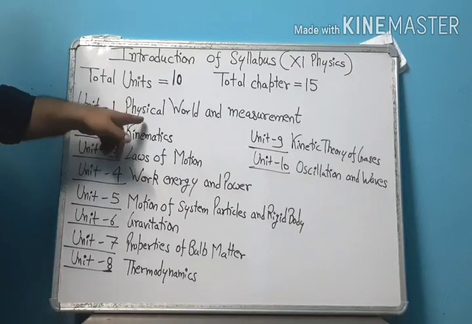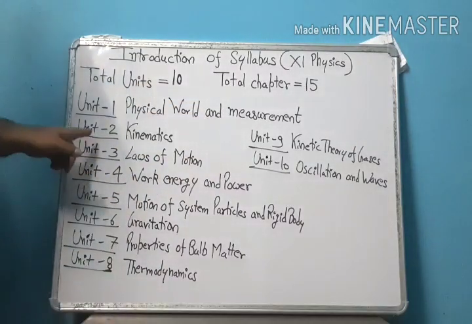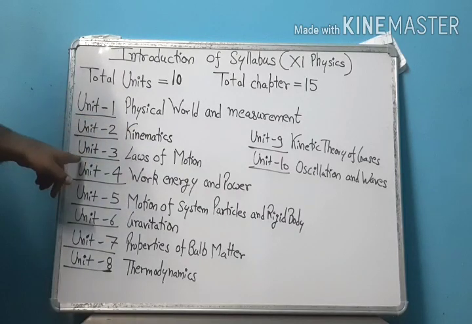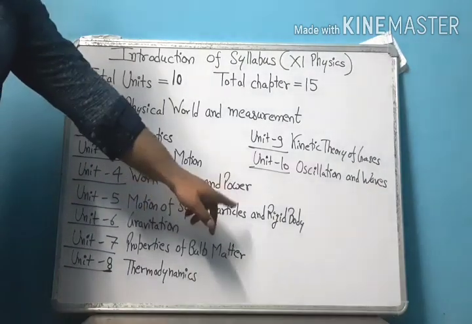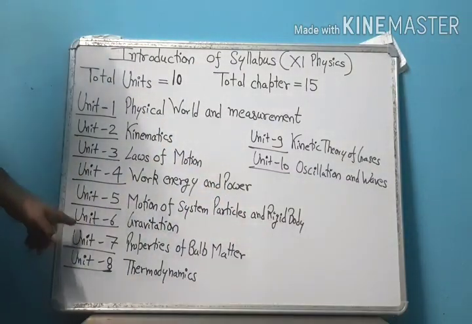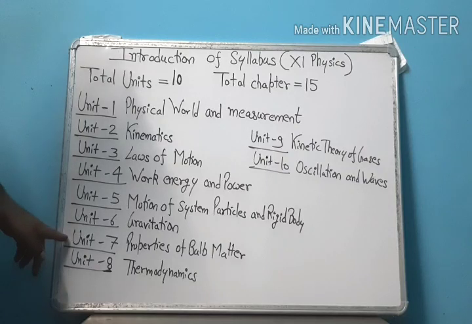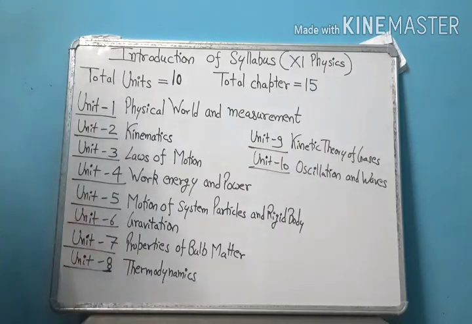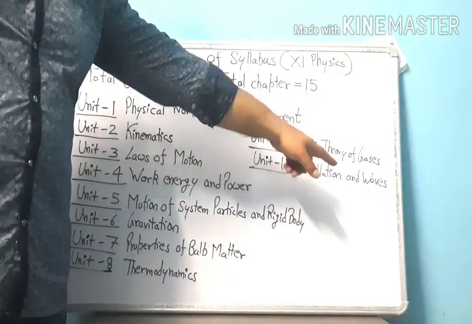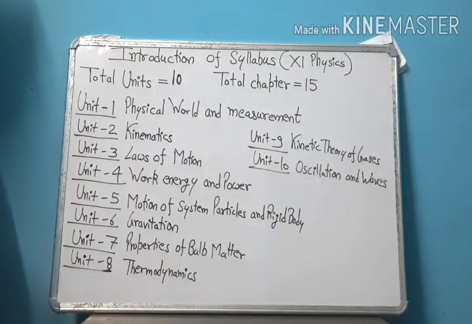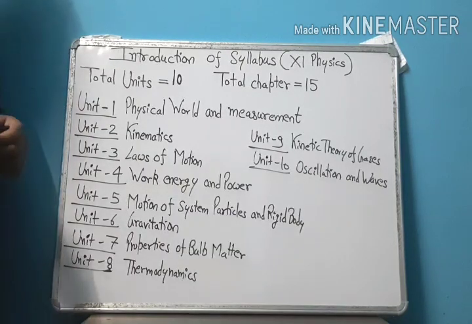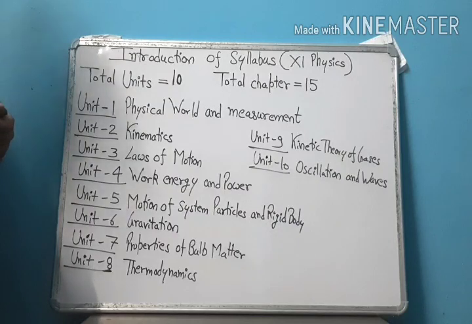The first unit is physical world and measurement. Second unit is kinematics. Unit 3 is laws of motion. Unit 4 is work, energy and power. Unit 5 is motion of system of particles and rigid body. Unit 6 is gravitation. Unit 7 is properties of bulk matter. Unit 8 is thermodynamics. Unit 9 is kinetic theory of gases. Unit 10 is oscillations and waves. These are the 10 units which we have to study in the class 11 physics syllabus.